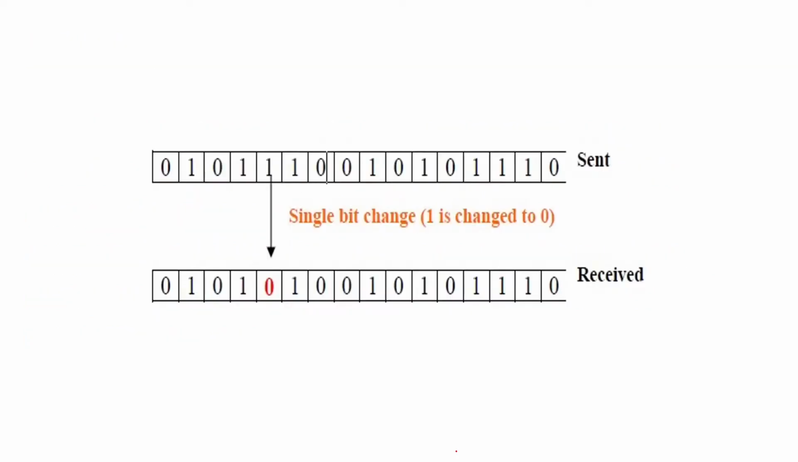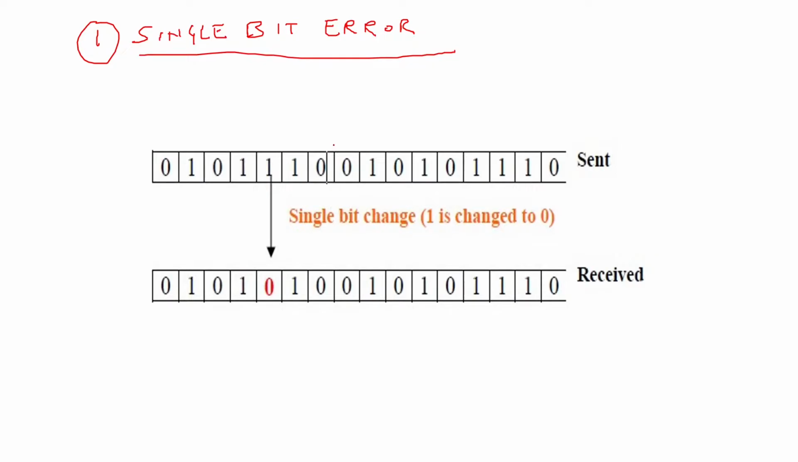If you go to the types of error, there are two types. One is called single bit error and the other is called burst error. So first we will see what we mean by single bit error. Here in the figure we have shown what is single bit error. Number one, you can take it as single bit error.